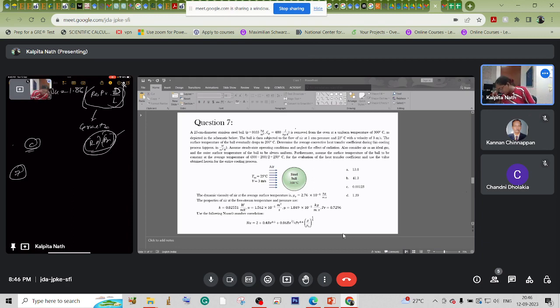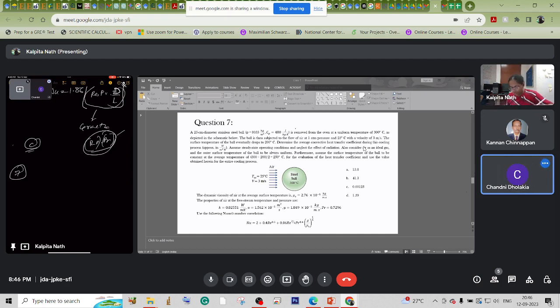Have you solved it? Ma'am, can you check? The h value is coming as 123.77. How much is the h value? 123 it's coming. I have solved this based on the Nusselt number correlation. No, it won't be like that.